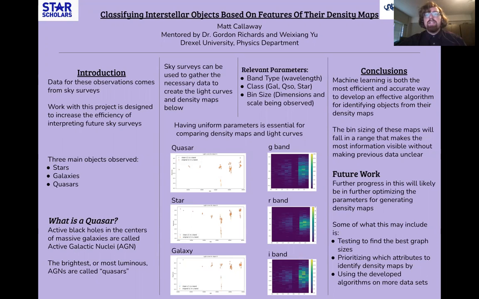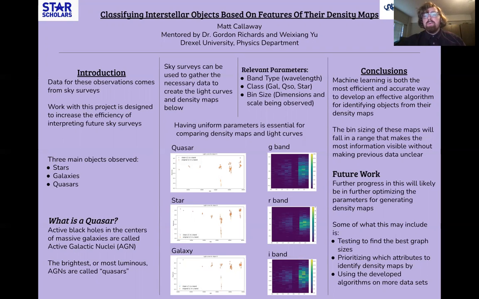So the conclusions of this are that machine learning is the best and most efficient and accurate way to go about developing an effective algorithm for identifying objects from their density maps. This involves identifying large amounts of data and feeding these answers to the algorithm, so it eventually develops an understanding of what a quasar looks like, what a star looks like, and what a galaxy looks like when presented under specific parameters. The bin sizing will fall into the range described earlier, where it's in that sweet spot where it's not too much data and also not enough.